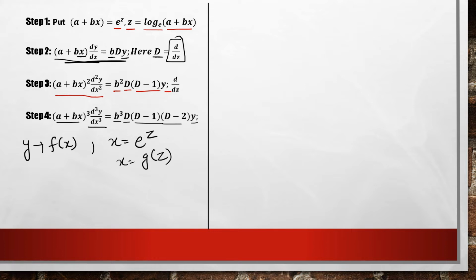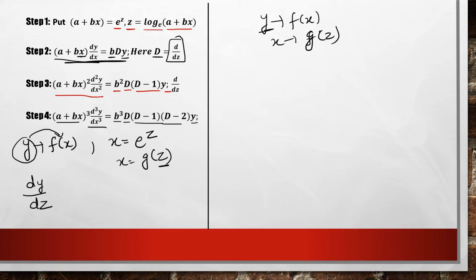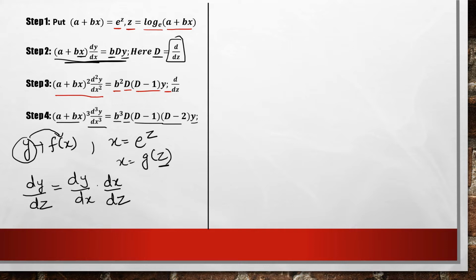When we make this substitution, x becomes a function of z. Now, if I ask you to differentiate y with respect to z, y is a direct function of x, but y is a composite function of z, because y is a function of x and x is further a function of z. So by using the concept of composite function, we get dy over dz equals dy over dx into dx over dz.